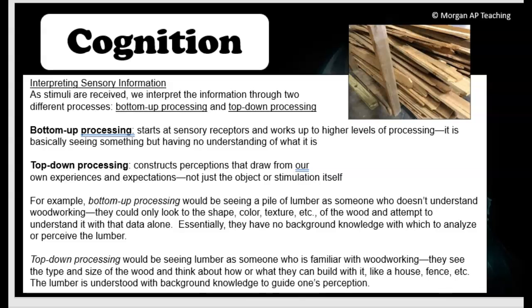This constructs perceptions that draw from your own experiences and your expectations, not just the object and the stimulation. So top-down processing would be seeing lumber as someone who is familiar with woodworking. They see the type, the size of the wood. They think about what they could start building with it. Could they build a house? Could they build a fence? They know the background of the wood. They know how to manipulate it, okay?